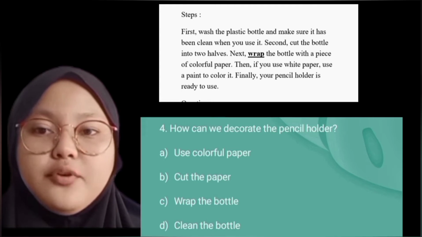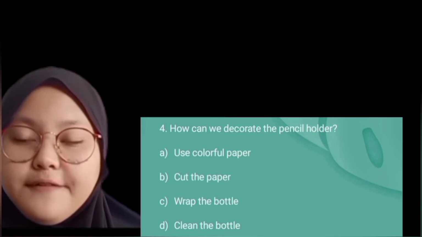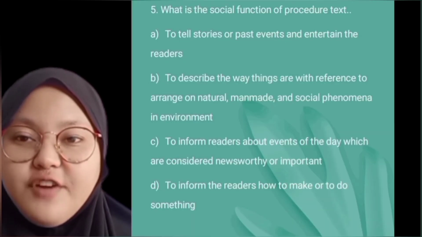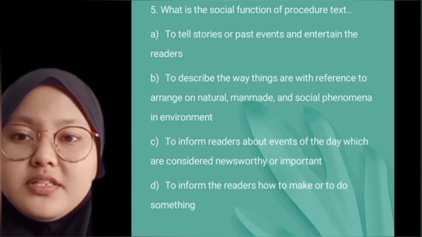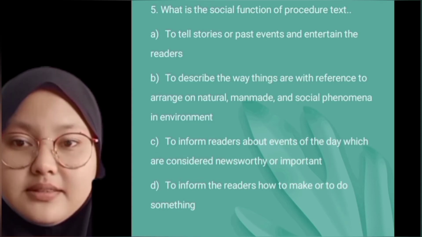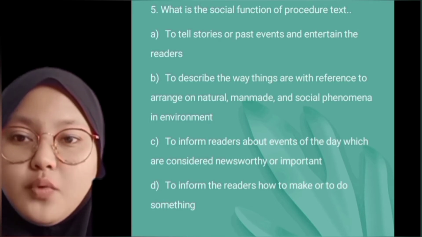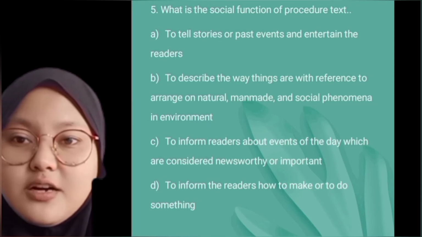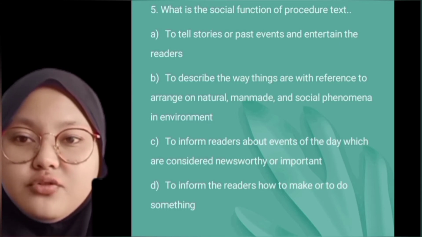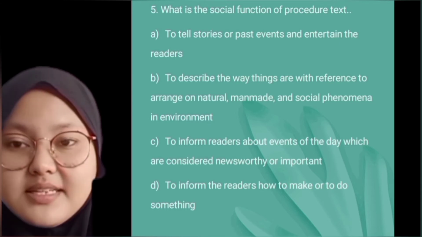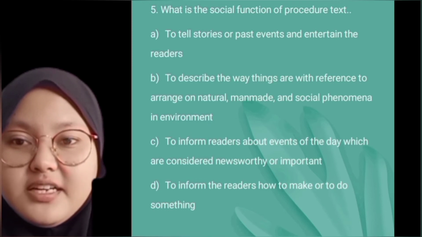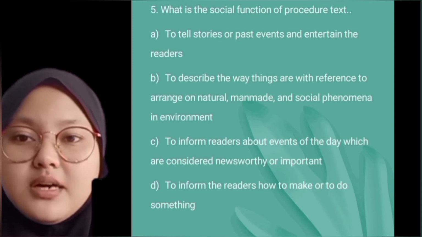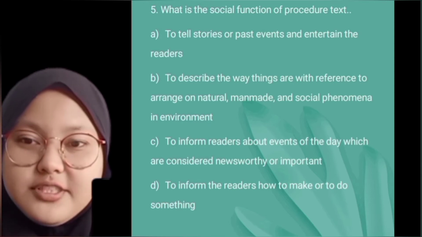Use a colorful paper. The fifth question is, what is the social function of the procedure text? This is a common question for a procedure text. So we can see the options one by one. The correct answer is D. The social function is to inform the reader how to make or how to do something.